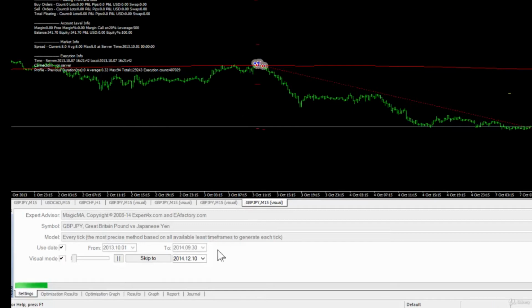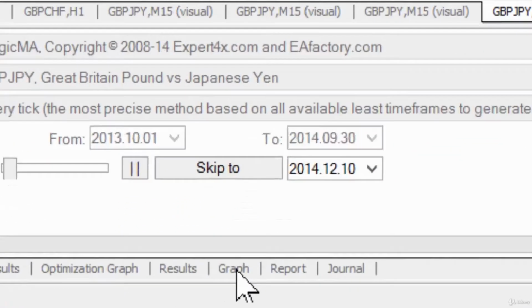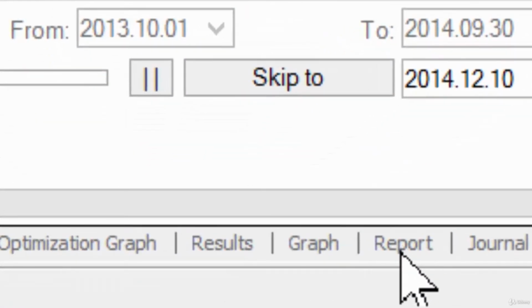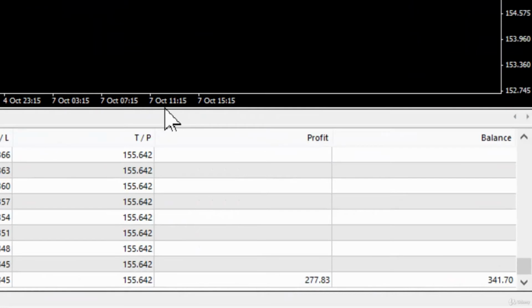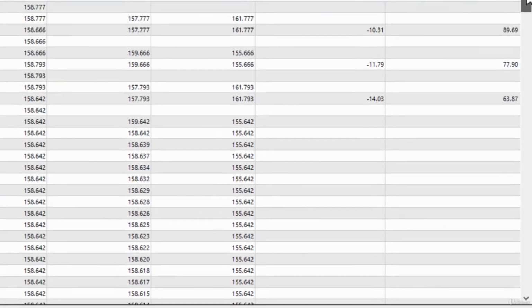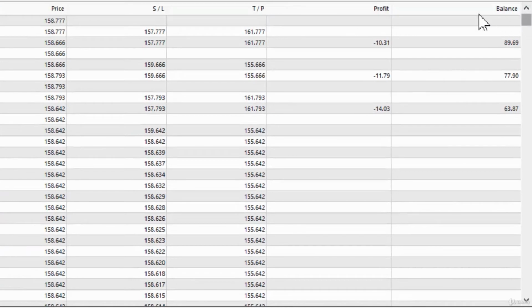Remember, we started our trading account with $100, so we click on the results tab, and it will actually show the trading account. Okay, so the first transaction was a loss, the second one was a loss, and the third one was a loss. Look at the sizes, not massive losses.